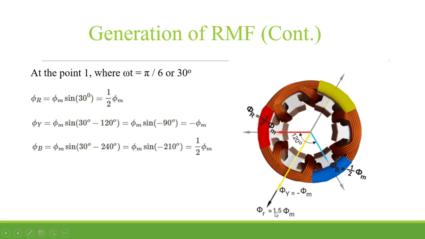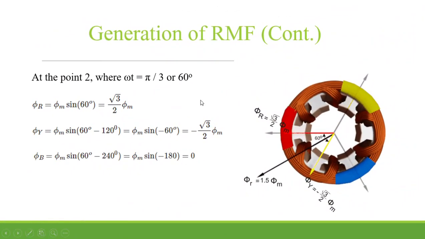We are going to add magnitude. This negative sign only denotes the direction. This is for 180 degree shift. So here also the resultant is 1.5 phi m. Earlier the resultant was downwards in this direction with same magnitude. Now it has shifted in this direction.